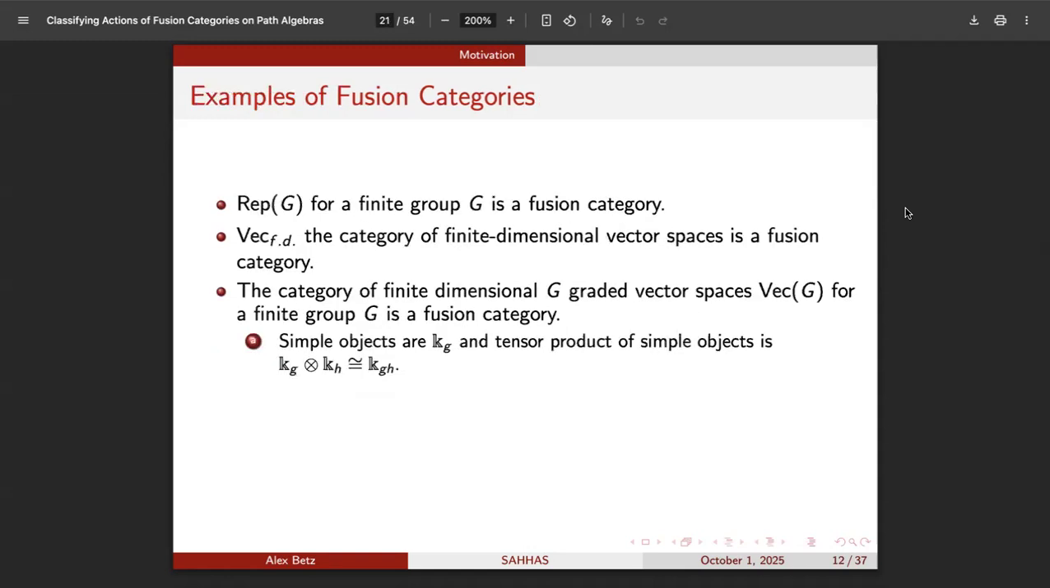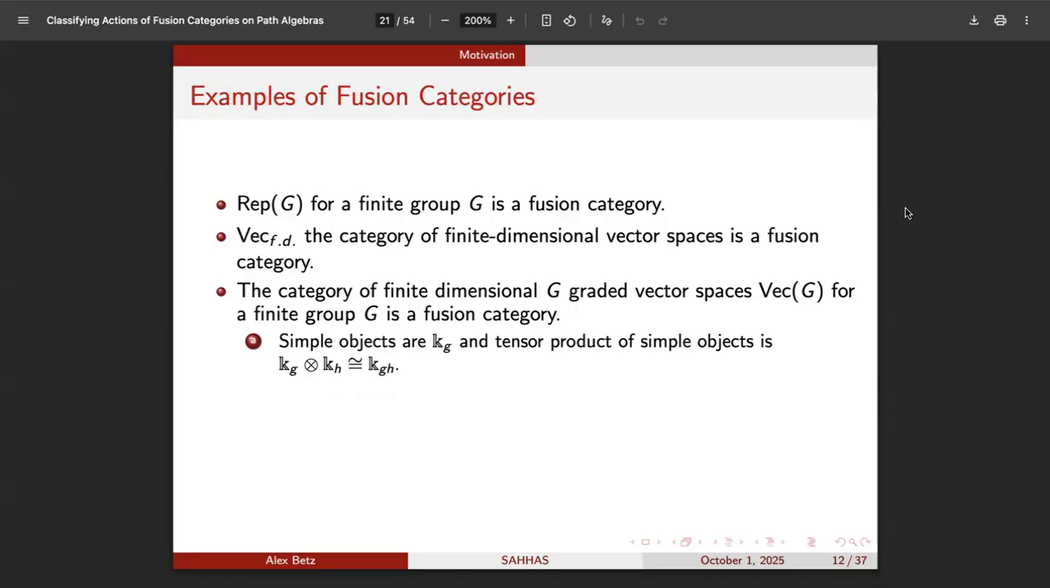Okay, so some examples. These three examples on the page are the three canonical examples. Obviously, Rep G. Finite dimensional vector spaces is another example. Every vector space can be written as a direct sum of the ground field. You can tensor them, it's associative, it's got a unit, there are duals, and so on.